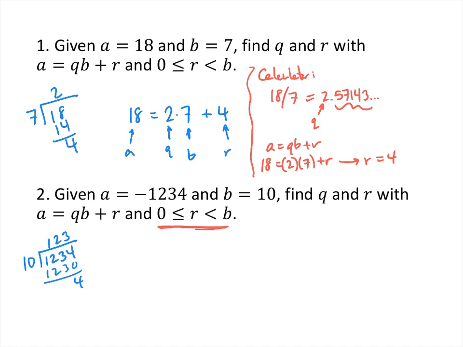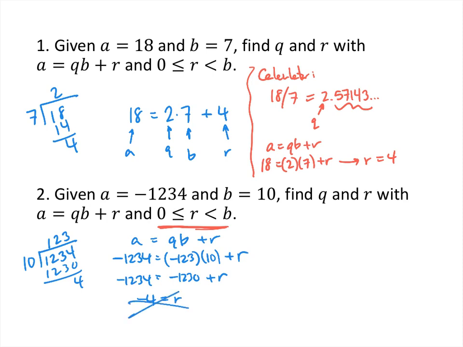But if we try to set up that remainder with a quotient of 123, it doesn't quite work. Because if we set up our equation, a equals qb plus r, and try to make our quotient be negative 123, what does r turn out to be? Well, when we try that, we get negative 1,230. We add that to both sides, we get a remainder of negative 4. And we can't have a remainder of negative 4. So what we have to do is make our quotient be 1 lower. And that's going to give room for a bigger remainder.